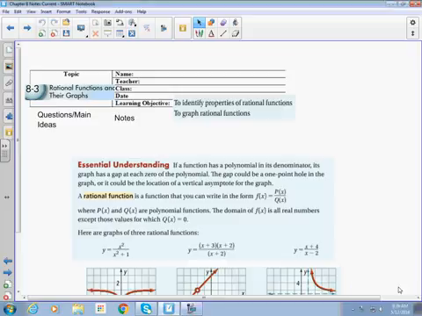All right, so today we're doing Chapter 8, Section 3, Rational Functions and Their Graphs. Our learning objectives are to identify properties of rational functions and to graph rational functions.